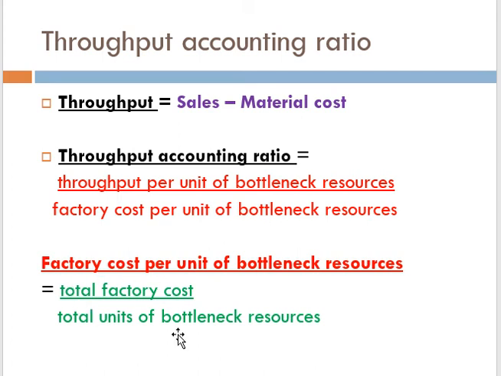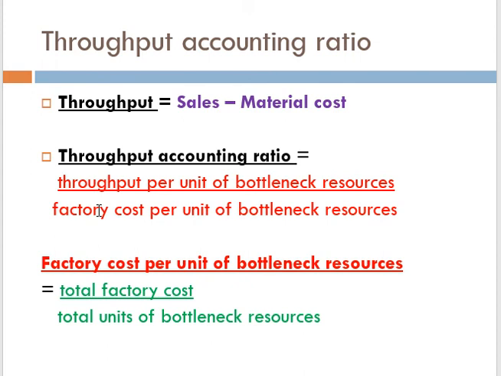To find out factory cost per unit of bottleneck resources, it is total factory cost divided by total units of bottleneck resources, that is, the constraints which have restricted the production. To find out throughput per unit of bottleneck resources, the formula will be sales minus material cost. So now let us first find out the throughput. Only then can we use the throughput accounting ratio. Then we will find out the factory cost per unit of bottleneck resources. We will find out both the throughput and the factory cost per unit of bottleneck, and then we can find out what the ratio is.